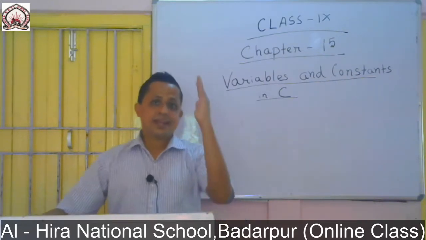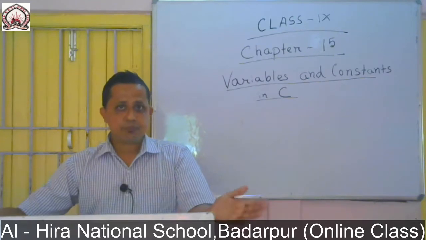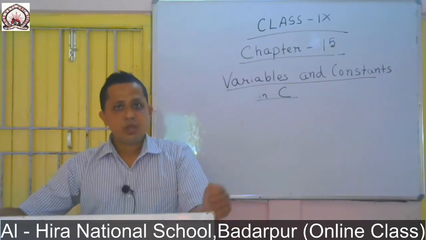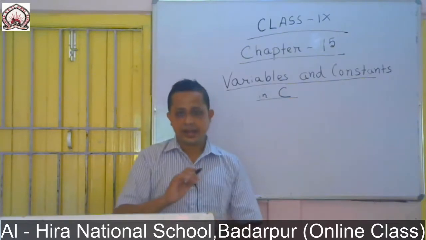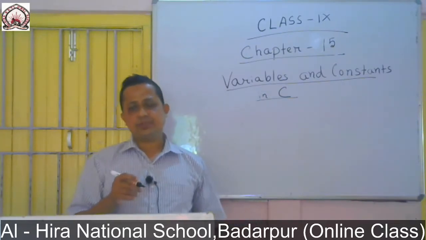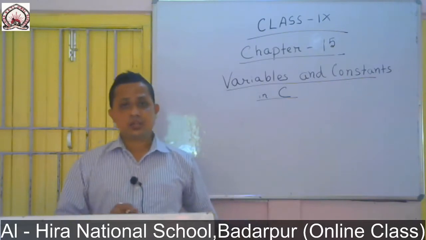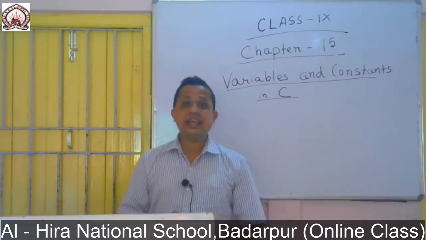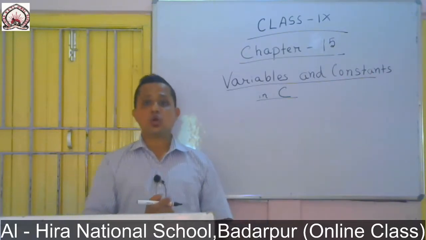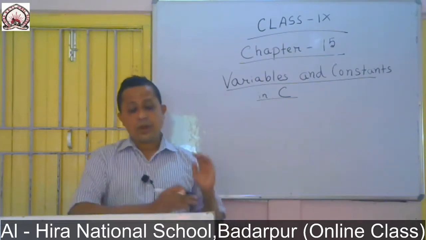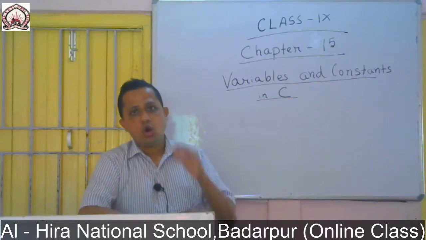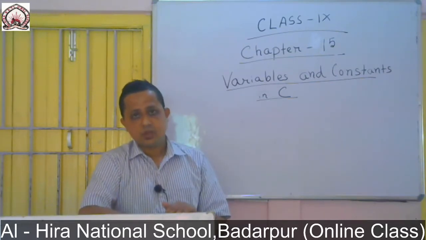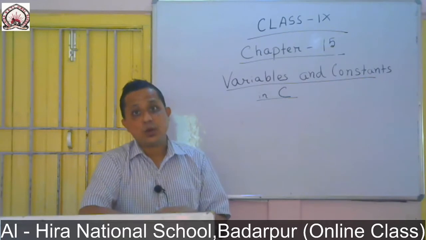Alphabets from capital letter A to capital letter Z, small letter a to small letter z, digits 0 to 9, and special characters like underscore, hash, dollar sign. So these all are known as the character set. Next, tokens. So what is a token? The meaningful combination of C characters is known as a C token.